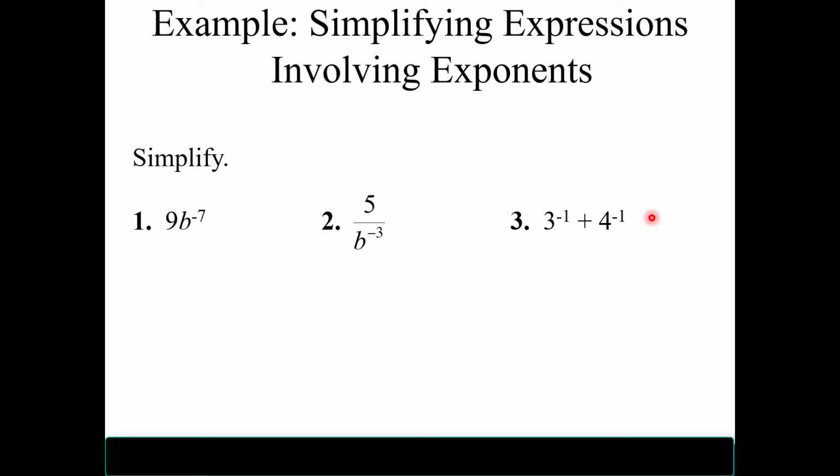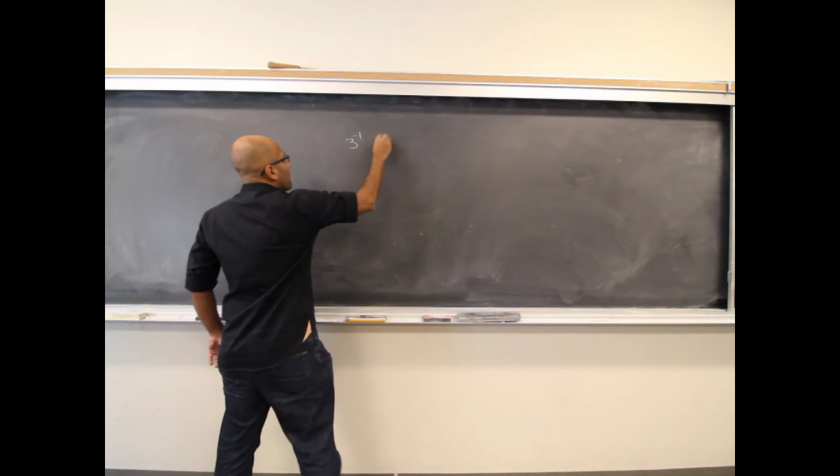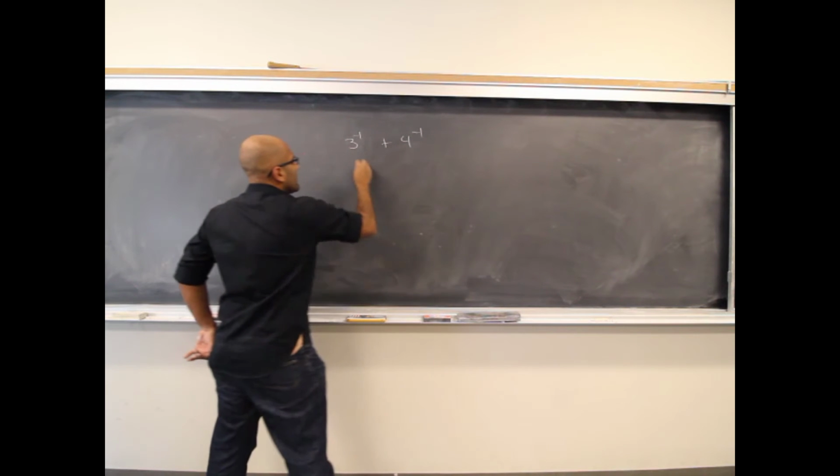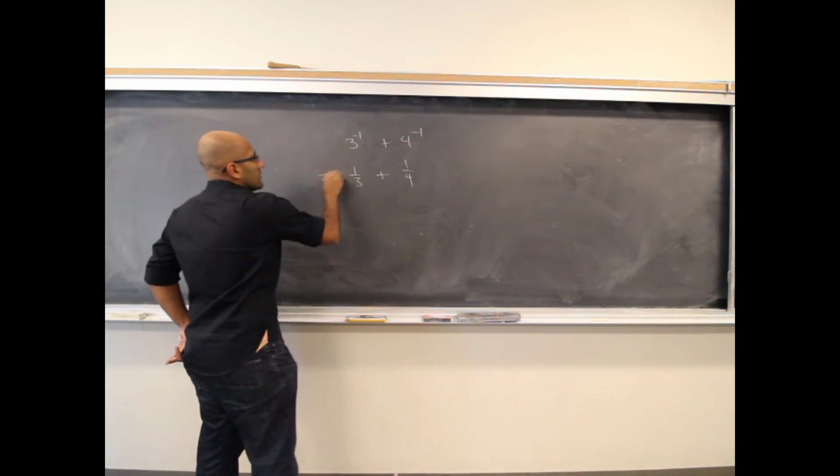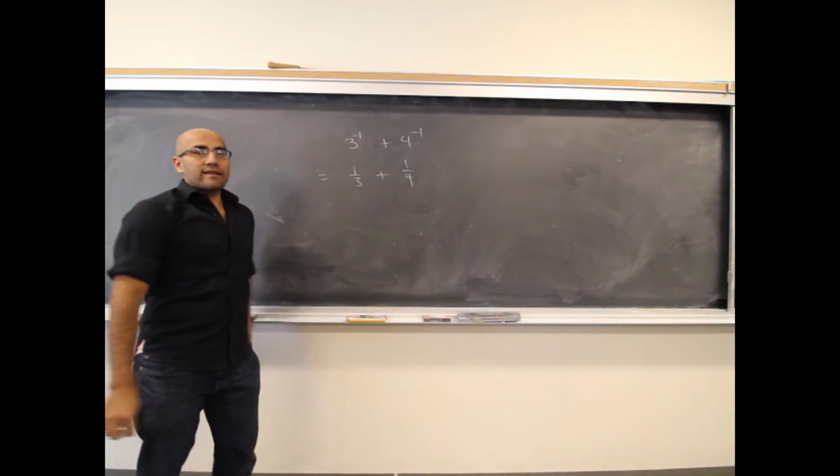All right, what about the third one here? Okay, well, we can deal with this individually or separately from this guy because we have an addition there. So this guy by itself, how do we simplify it? 1 over 3. And what is this guy going to be? 1 over 4. So then we have to deal with the sum of 1 over 3 plus 1 over 4. We have 3 to the negative 1 plus 4 to the negative 1. I know this is 1 over 3 plus 1 over 4, right? Because of our rule of negative exponents.